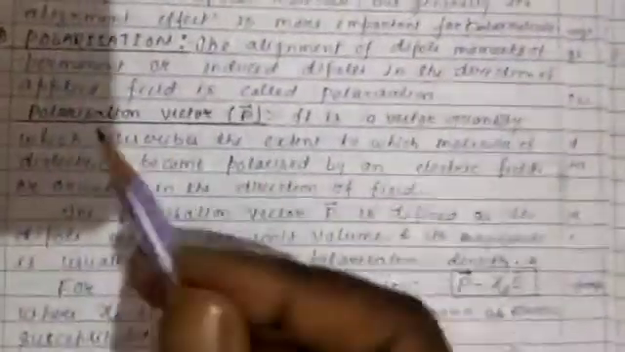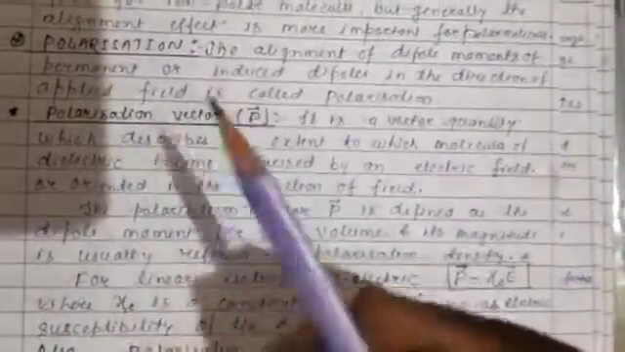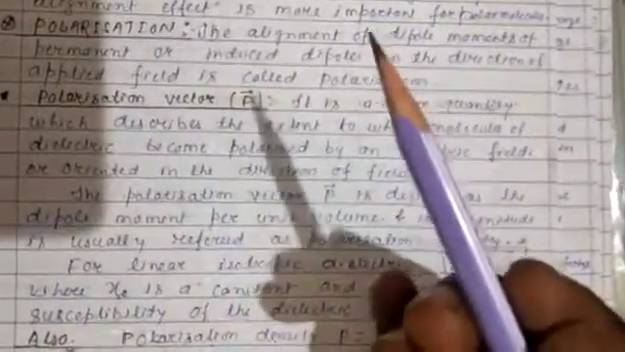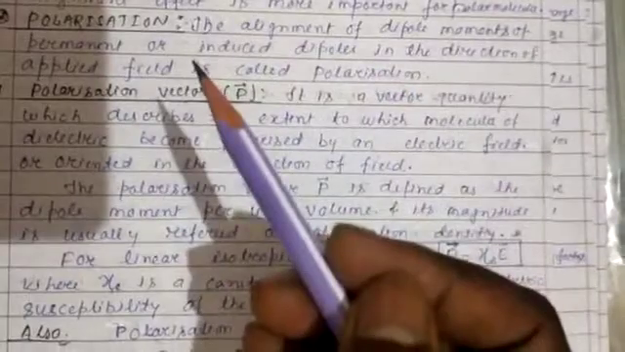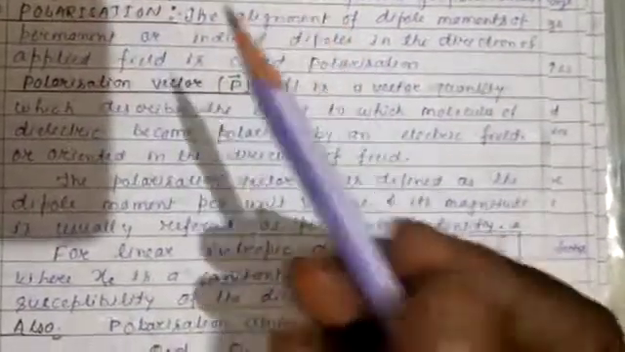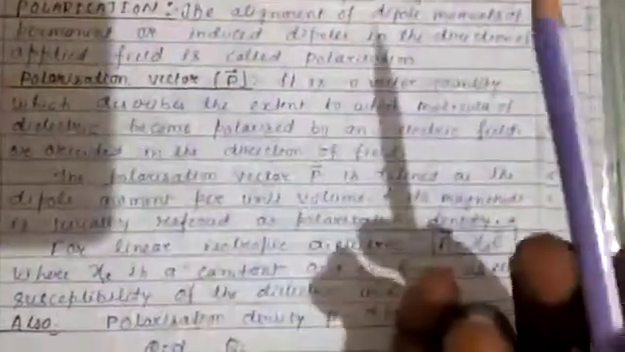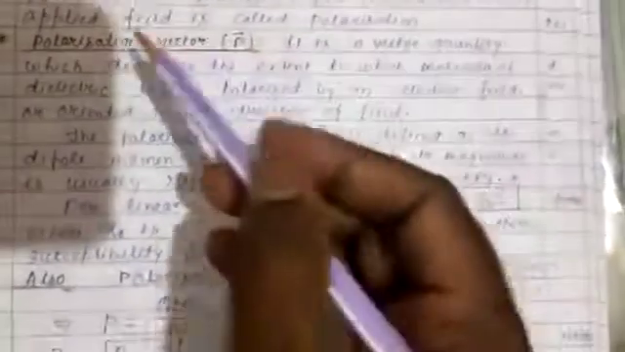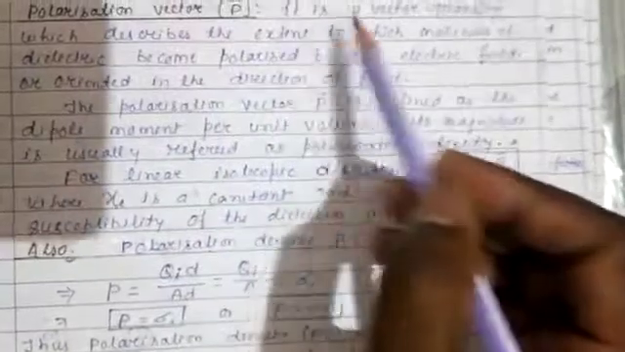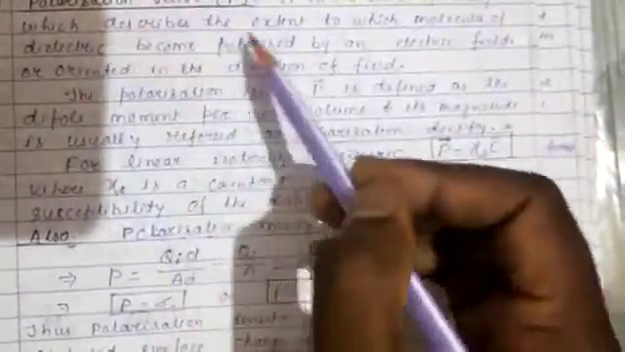Polarization means that when we apply the external field, all the molecules of polar or non-polar dielectrics get arranged in the direction of the field. This phenomenon is called polarization, and polarization is generally denoted by the vector P. It is a vector quantity which describes the extent to which molecules of a dielectric become polarized by an external electric field or oriented in the direction of the field.